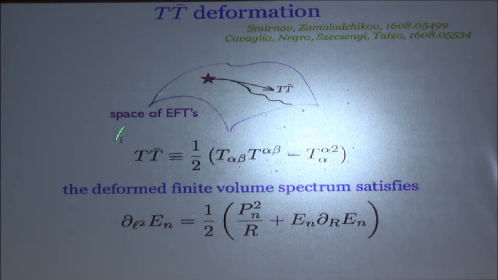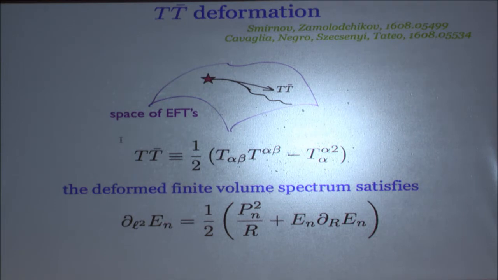And they noticed that this theory is solvable. Any theory on this trajectory is solvable, in the sense that one can calculate the finite volume spectrum. If you know the finite volume spectrum of the initial theory, there is a simple differential equation, where L here is the deformation parameter, so roughly the distance along this curve, R is the size of the circle, and P is the spatial momentum. This equation defines the finite volume spectrum of the new theory in terms of the finite volume spectrum of the initial theory.